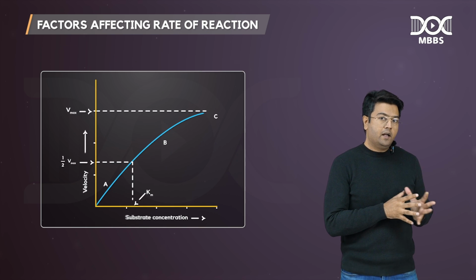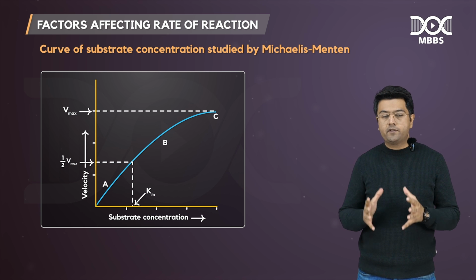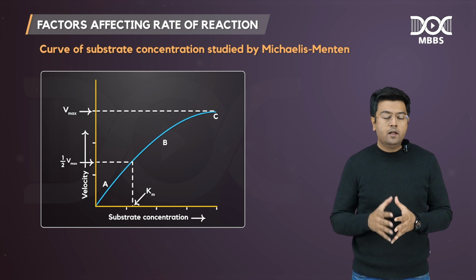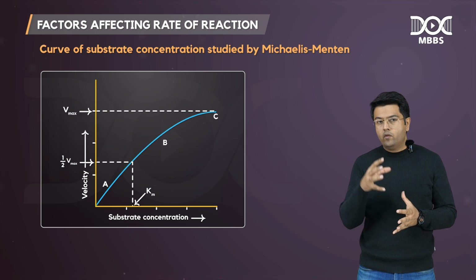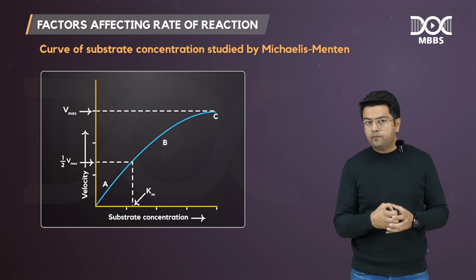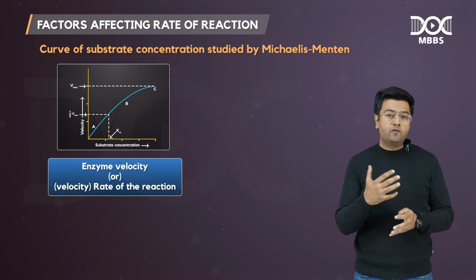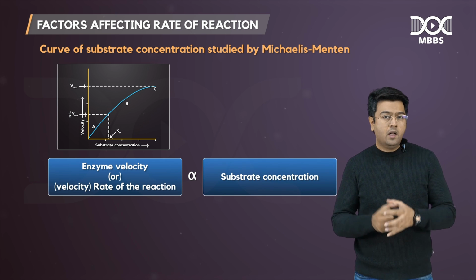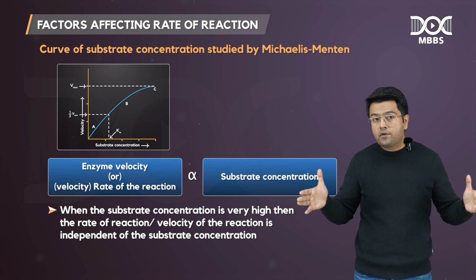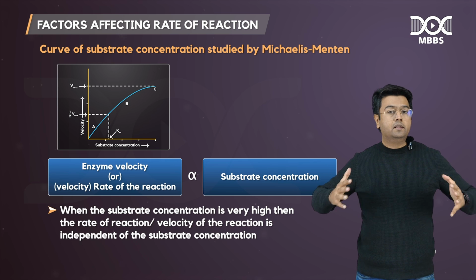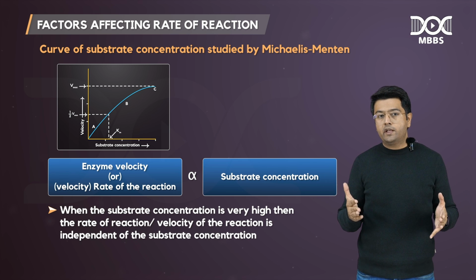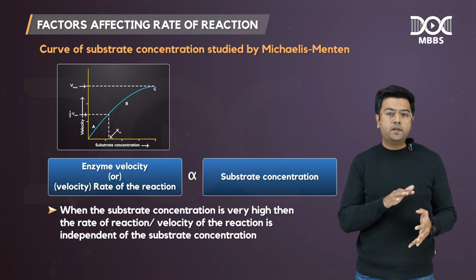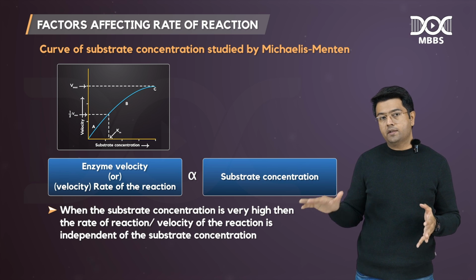So this is the curve, as you can see here, of substrate concentration which was studied by Michaelis and Menten, right? So Michaelis and Menten found that when the substrate concentration is low, the velocity of the reaction is directly proportional to substrate concentration. When the substrate concentration is very high, then the rate of reaction, or the velocity of reaction, will become maximum, and now it is independent of the substrate concentration.